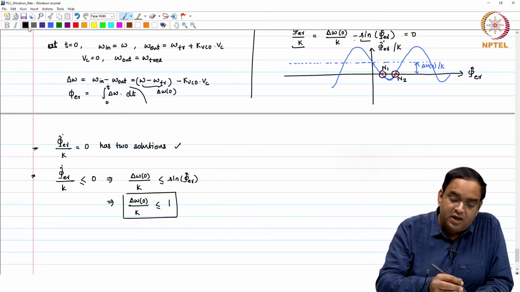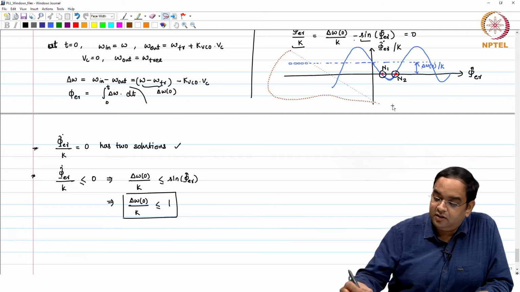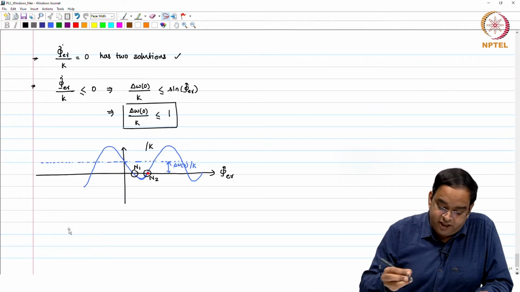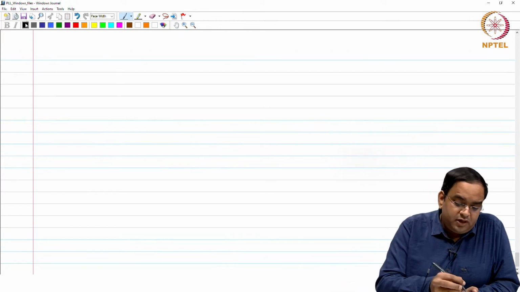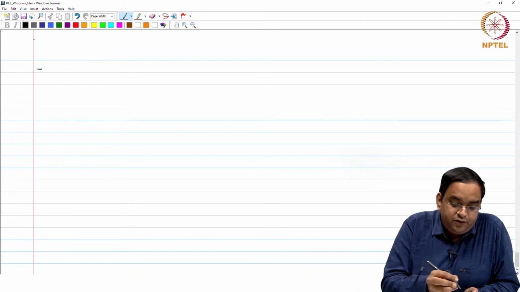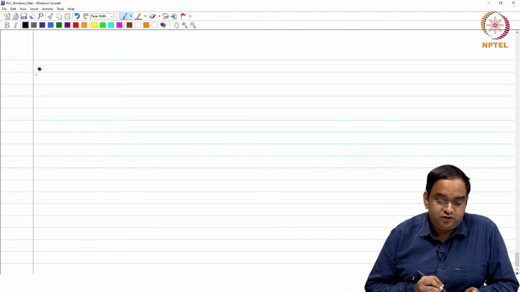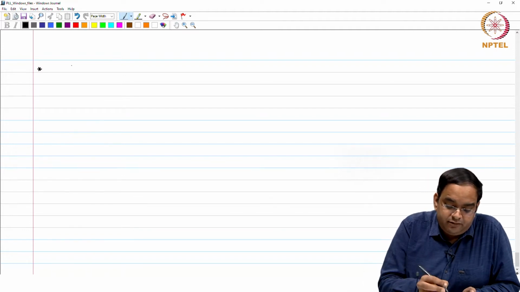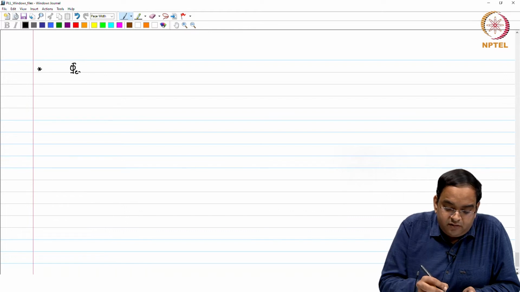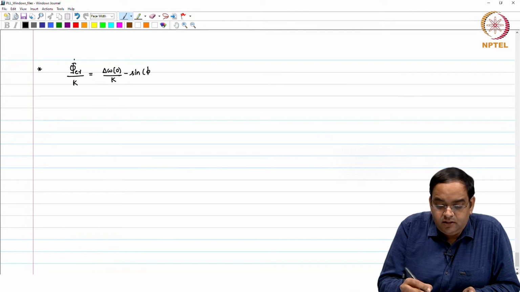Okay. To find that, you need to look at this curve. So, let us look at one by one. From our solutions, there are two things which we need to make sure so that a solution exists for the above equation, for the above plot. First thing is phi error dot by k in the above case, which is equal to delta omega 0 by k minus sine of phase error.